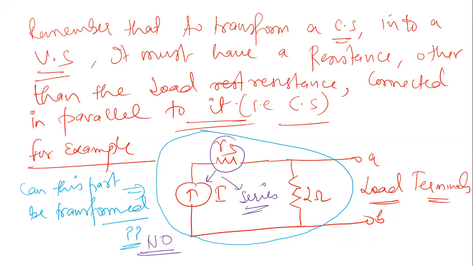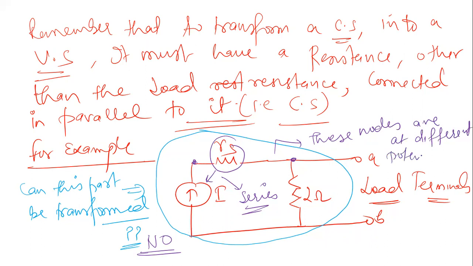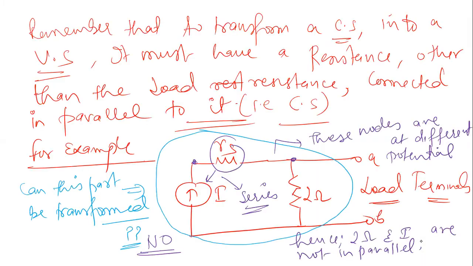Okay, so this cannot be transformed, because in this case these nodes are at different potential. So hence 2 ohm and I are not in parallel, and that is why we cannot transform the current source in such a case.